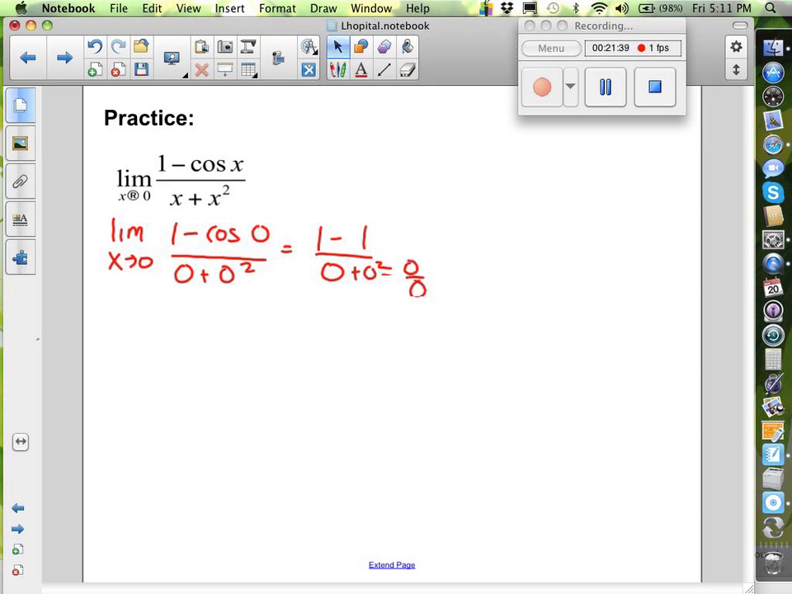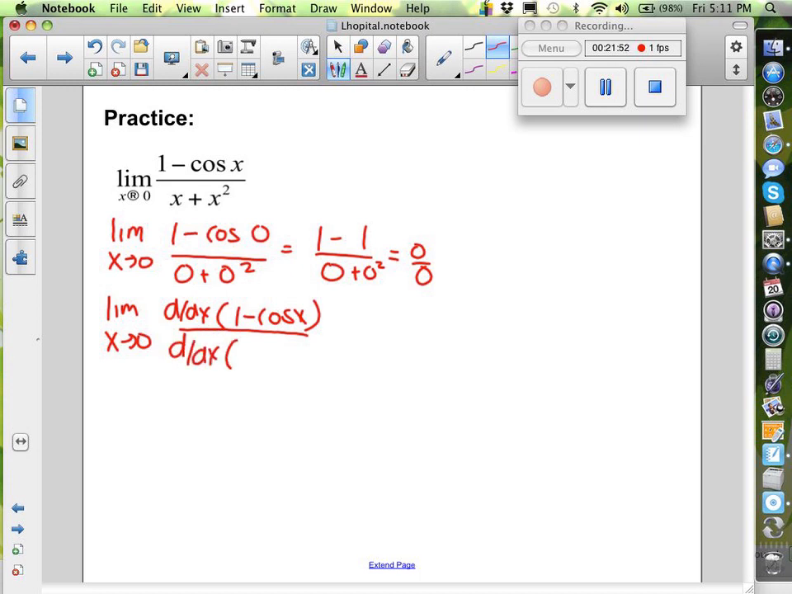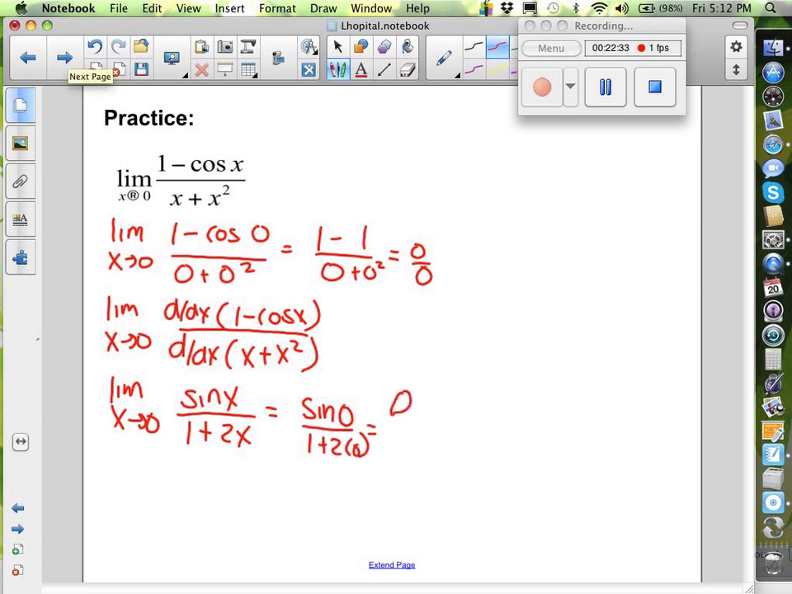And to use L'Hopital's rule, we're going to take the derivative of 1 minus cosine x and the derivative of x plus x squared and evaluate that instead. So the derivative of 1 minus cosine x: derivative of cosine x is negative sine x, and the derivative of 1 is 0. So negative sine x is just a positive sine x. In the denominator, derivative of x is 1, derivative of x squared is 2x, and now we can try plugging into this instead. So now we have sine 0 over 1 plus 2 times 0. Sine of 0 is just 0, and 1 plus 0 is 1, and that is 0.